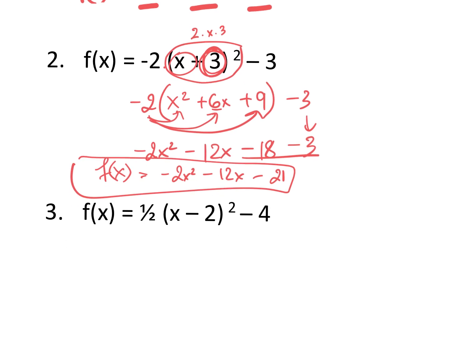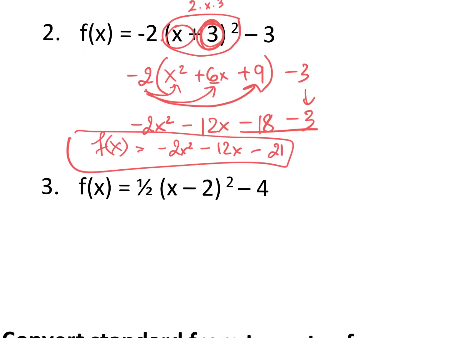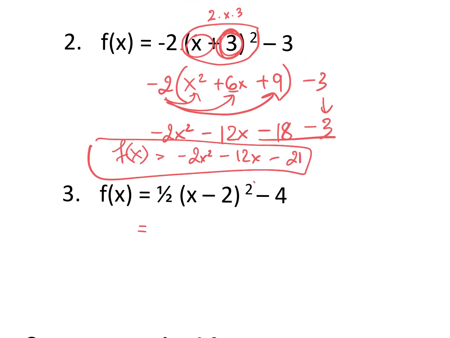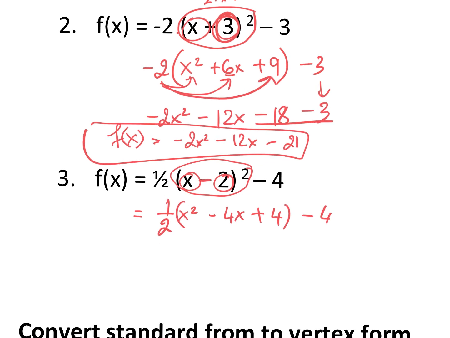All right, you can pause the video and try number 3, or you can do that with me. Okay, again, I'm going to take care of the exponent before I multiply. So x squared, double each term will be minus 4x, because this is minus. And negative 2, we square it, we have 4. All right, and then drop down the 1/2 and minus 4. All right, make sure you distribute to each individual term. So we have 1/2 x squared. Half of 4 will be 2.